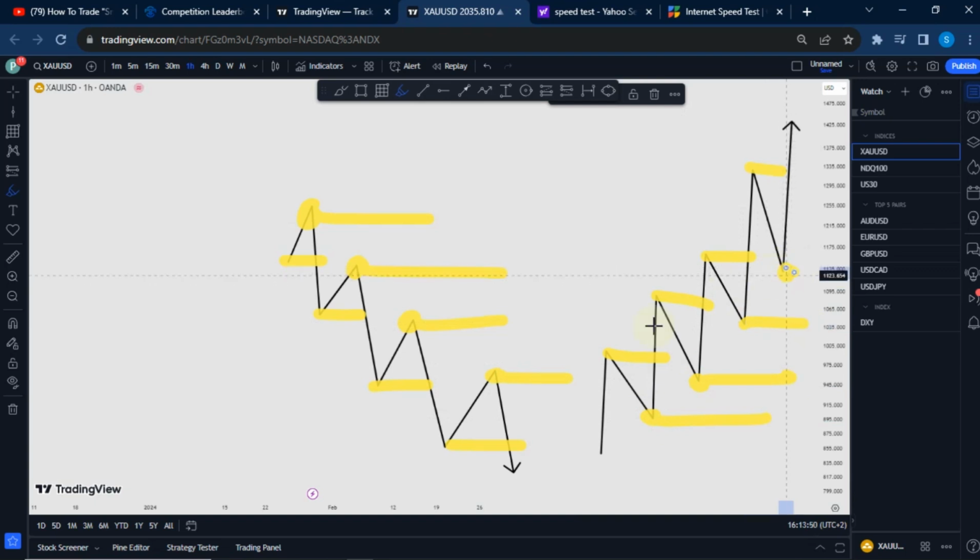These are the zones that you wait for. You wait for the price to come to those zones, and that's when you apply the pattern that I have shown you on how to enter. Wait for a change of character and then you enter.